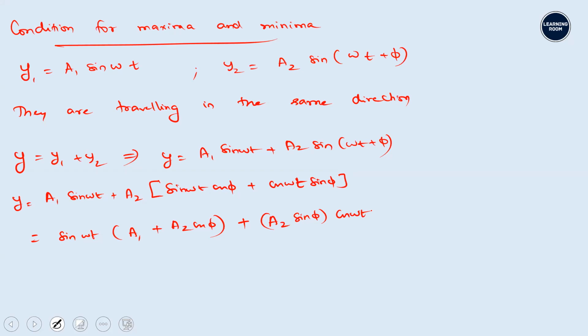So when you observe this, I am going to take these constants and assign them to a new variable. So observe what I am doing here. I will write a1 plus a2 cos phi is equal to some other trigonometric constant, which I will call capital A times cos theta. Similarly, a2 sin phi will be equal to capital A sin theta. If I take these two values and substitute them in equation number 1, how is my expression going to get converted?